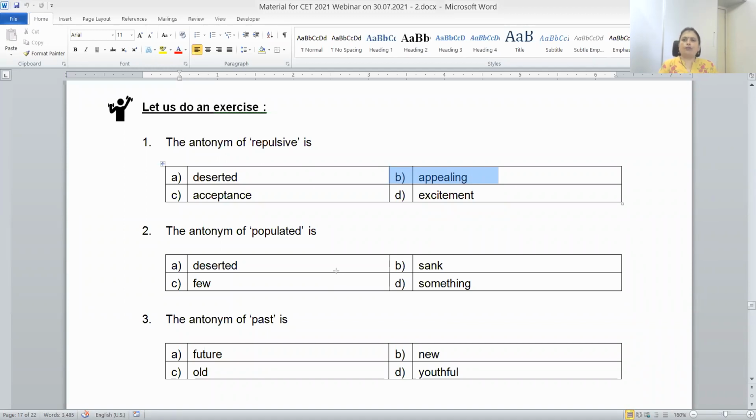Children, antonym of populated is A. Yes, very good. A, deserted, lonely. Same. Then comes past. Antonym of past is, children? Option A, yes, future. Of all, future is the right option.